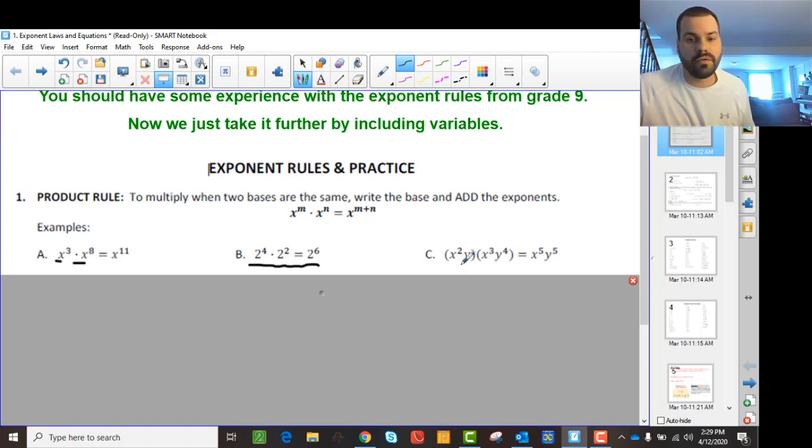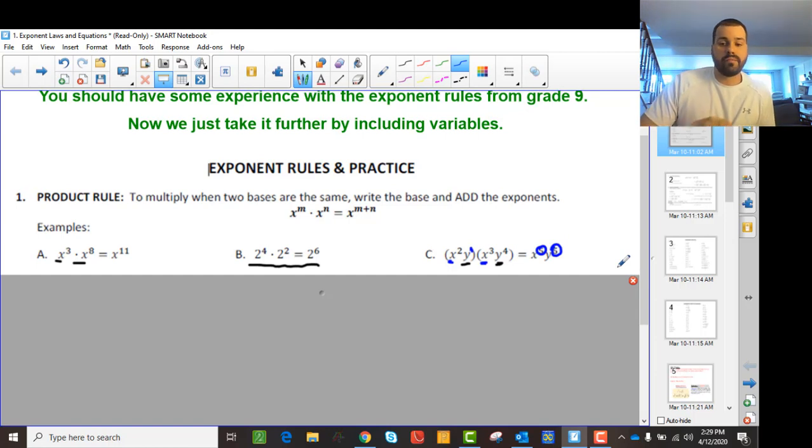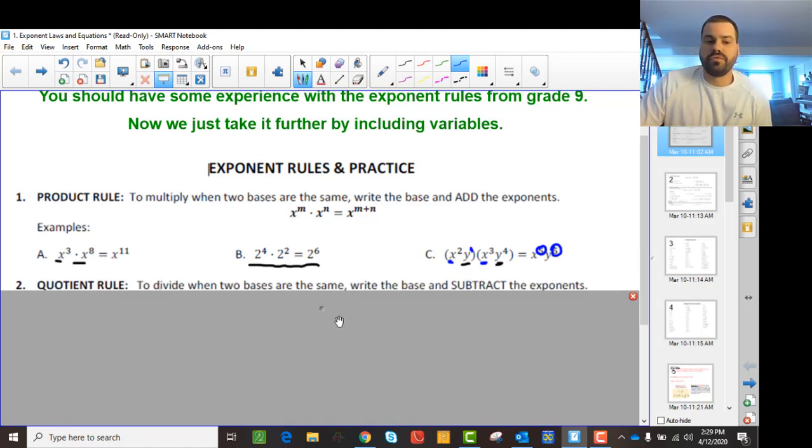And here it gets a little more complicated because there's actually two different variables. All right, so x squared times x cubed, we add those and get 5. And then y to the 1 plus y to the 4 gives me y to the 5. So when you have more than one variable, you look at the common base. So you have to look at the bases that are the same in the x and then the bases that are the same in the y. But that's a rule you should know.